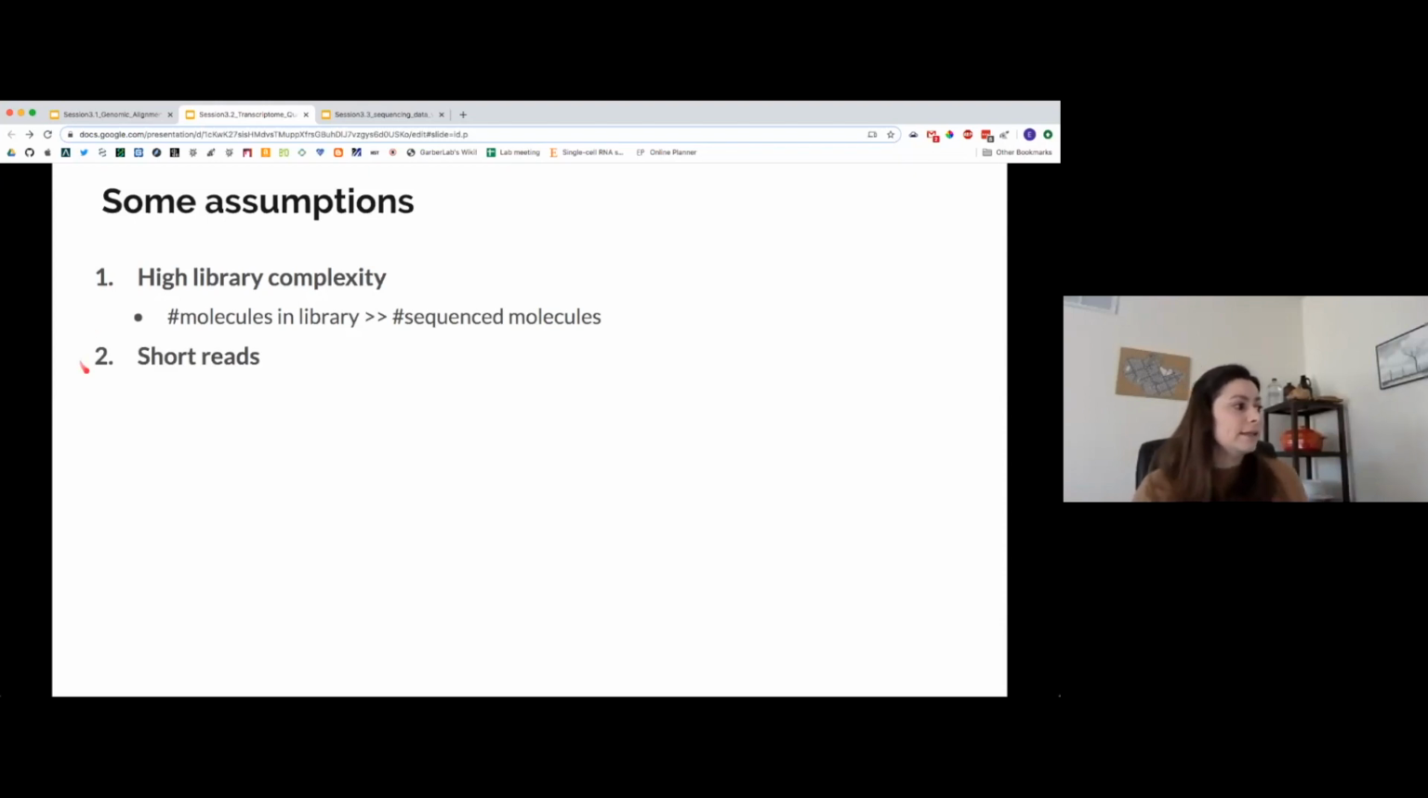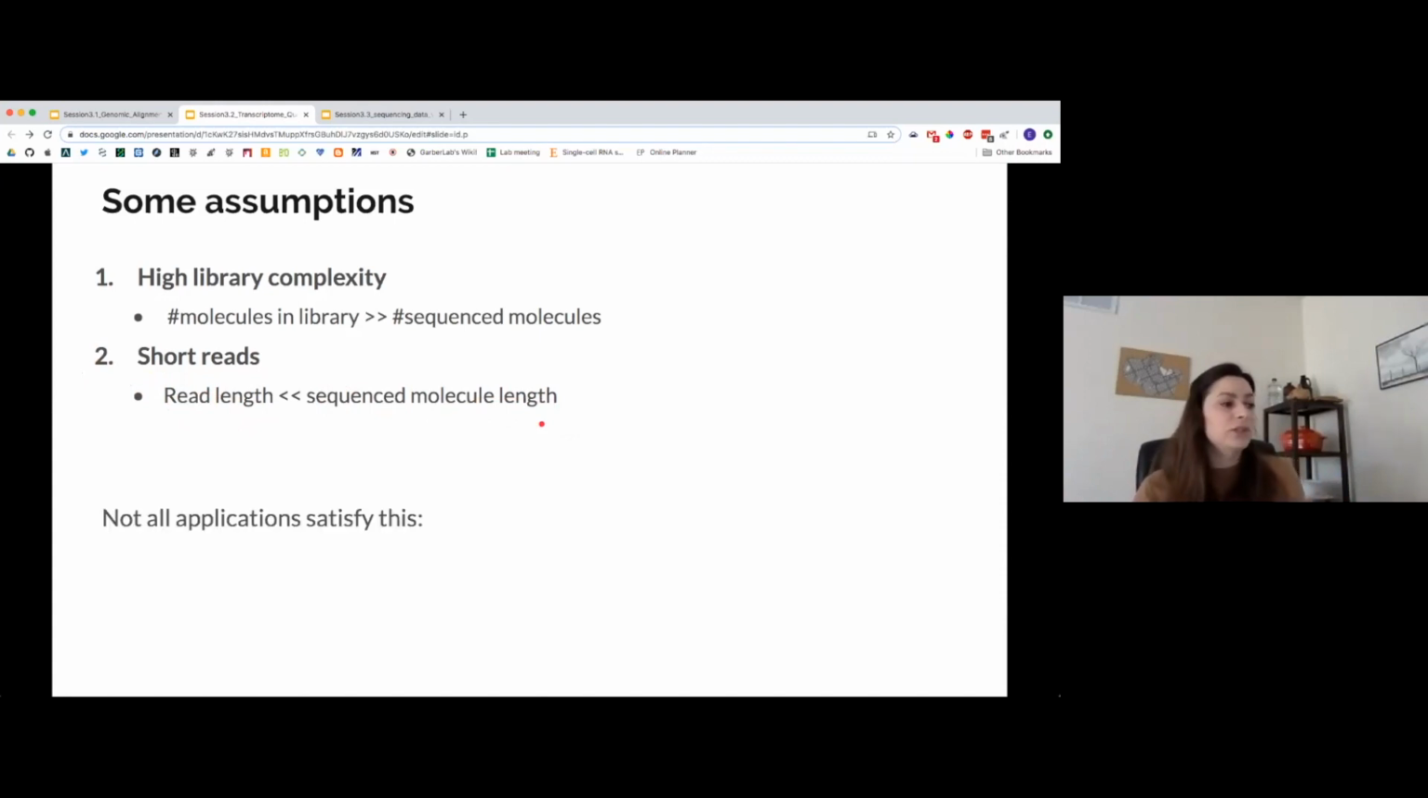And the second assumption is that because the reads are short, the read length is much smaller than the sequence molecule length, the actual length of the original transcript. So what you're capturing in the experiment is a portion of that original transcript, which you fragmented and then read only a piece of it.